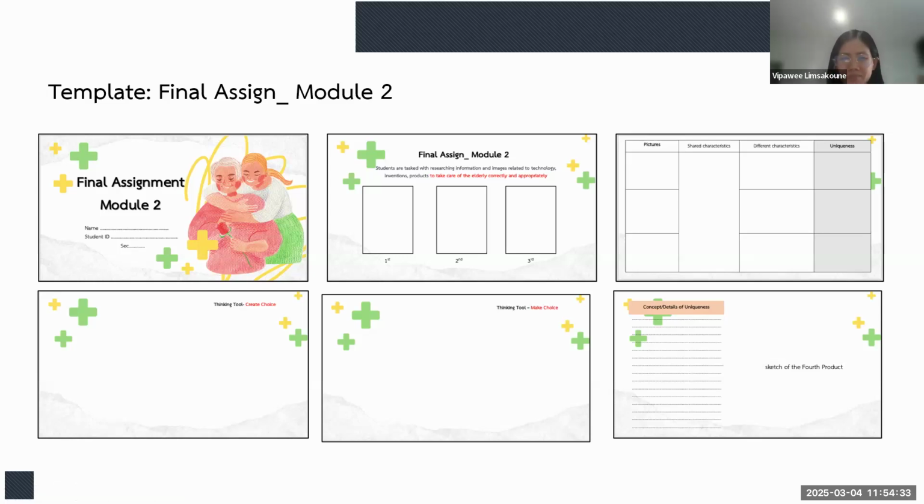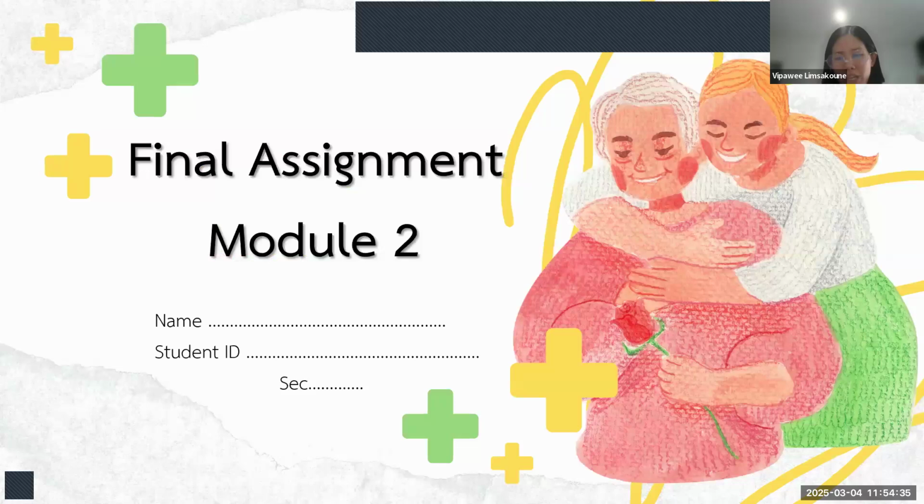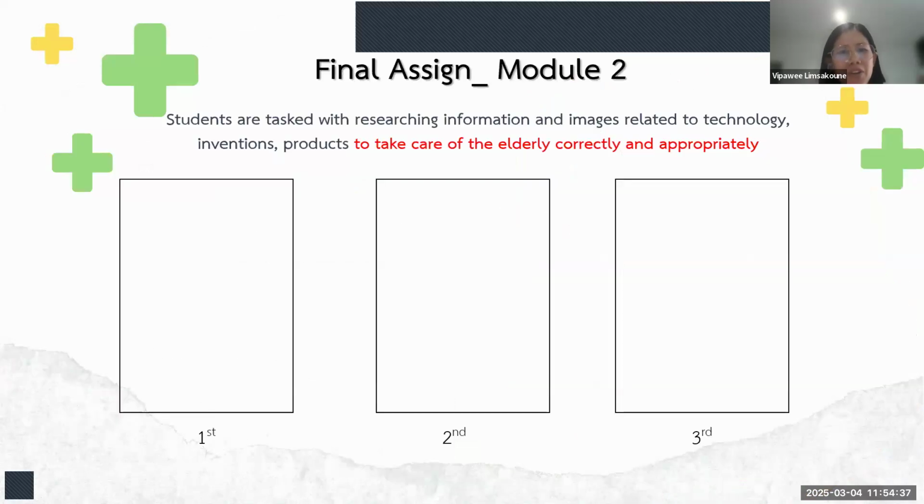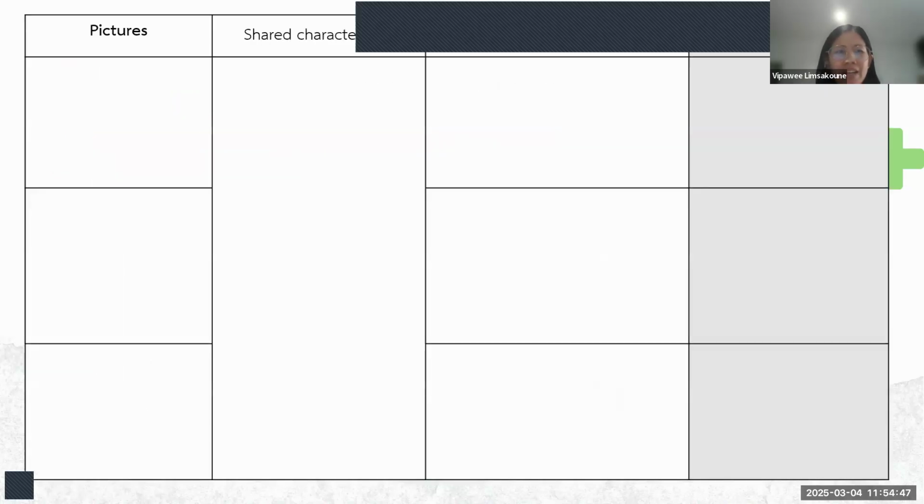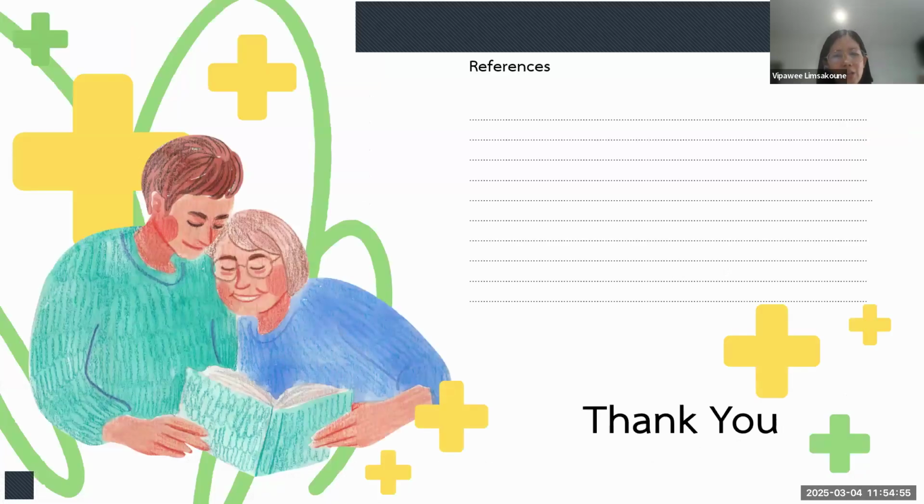Okay. And that will be all of the template for the final assignment. So it's very important here that the three pictures will be just the literature review, or the wheelchairs that are already available if I choose wheelchair. And then I analyze them, what their uniqueness is, and then I start working on my own design. So that will be the final assignment.